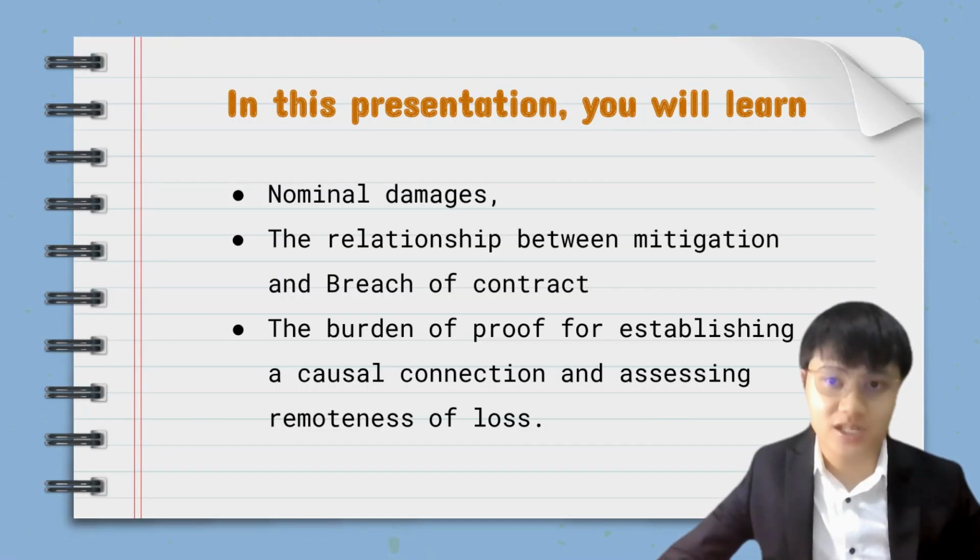We will explore three statements: nominal damages, the relationship between mitigation and a breach of contract, and the burden of proof for establishing a causal connection and assessing remoteness of loss. Let's dive into these aspects of damages in contract law and gain a deeper understanding of their significance.